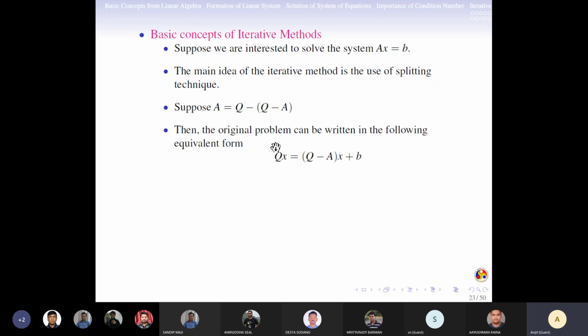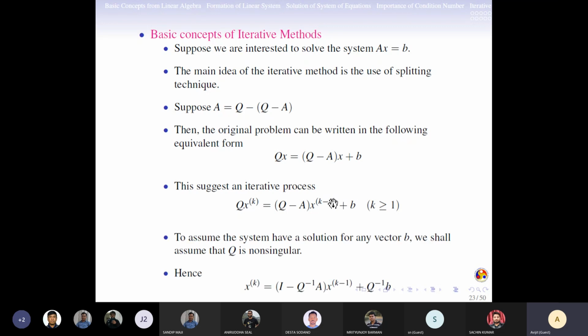Then the original problem can be written in the following equivalent form. The original problem was Ax equal to b. You use the splitting A equal to Q minus (Q minus A), and then Ax equal to b will be represented in this form: Qx equals (Q minus A)x plus b. Now, this suggests an iterative process. So you can put Qx^k, the value in the kth iteration, equal to (Q minus A)x^(k-1), using the (k minus 1)th iteration value. In this way, you can perform the iteration process.